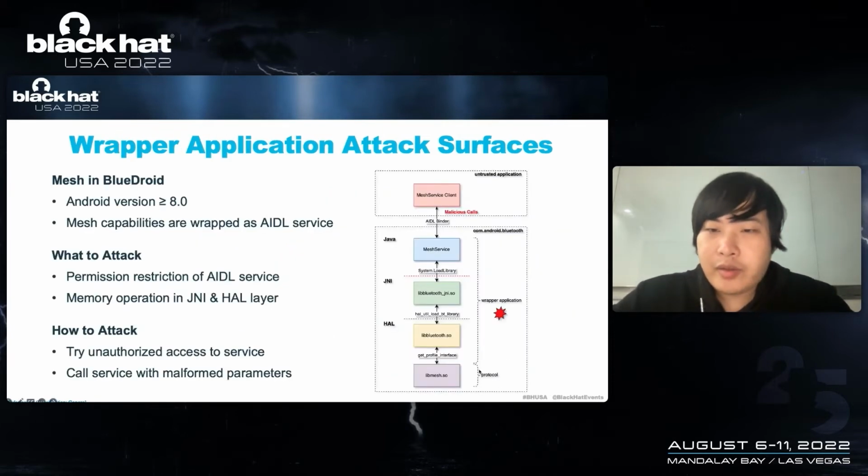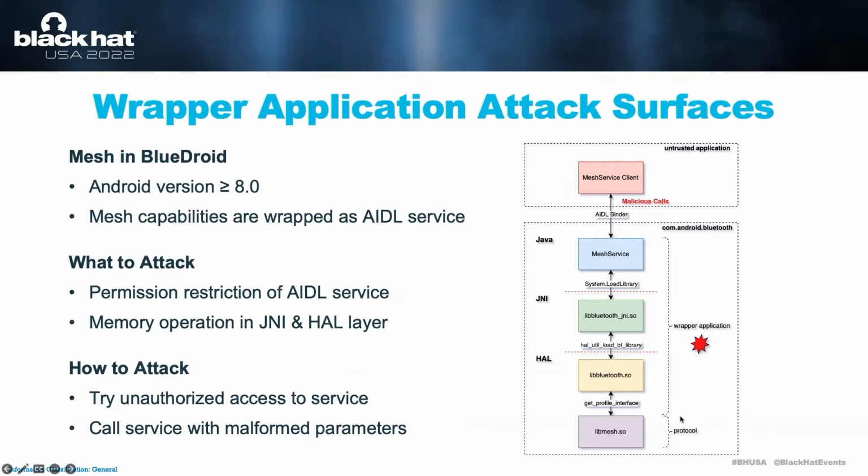Okay, we have finished the attack surface analysis for the Bluetooth Mesh protocol. And finally, let us find out the attack surfaces of the Bluetooth Mesh wrapper application. First, we need to define what a wrapper application is. This figure shows a typical framework of Bluetooth Mesh in Android. The mesh capabilities are wrapped as an AIDL service provided by this process called Android Bluetooth. Other Android apps can utilize these capabilities through the AIDL binder.